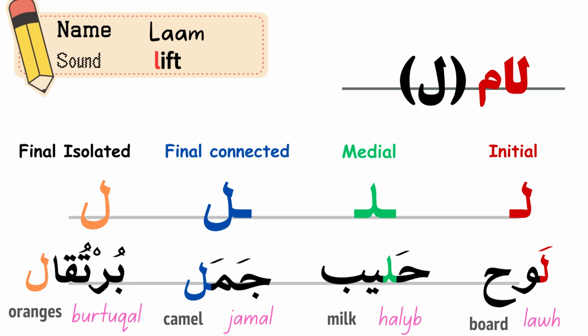The letter لام. Word لوح, لوح shows the initial form of the لام. Word حليب, حليب shows the medial form of the لام. Word جمل, جمل shows the final form connected of the لام. And word برتقال, برتقال shows the final form isolated of the letter لام.